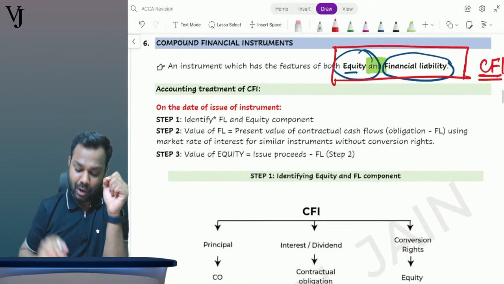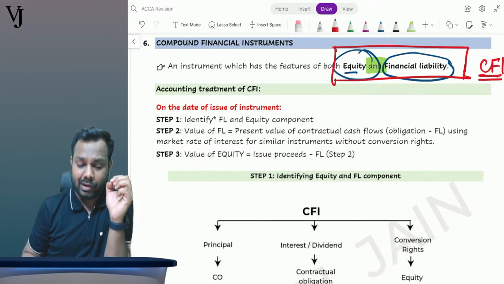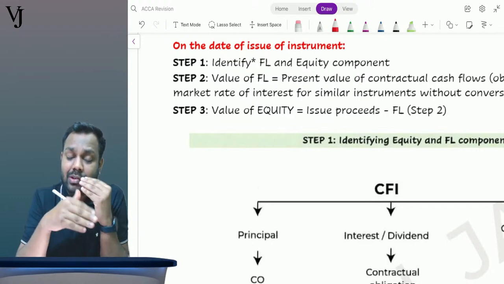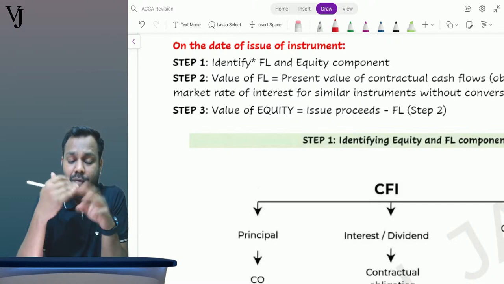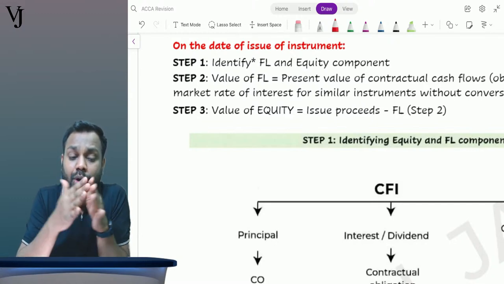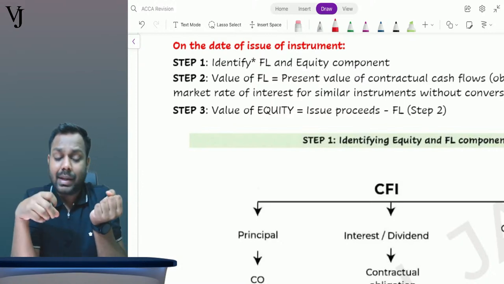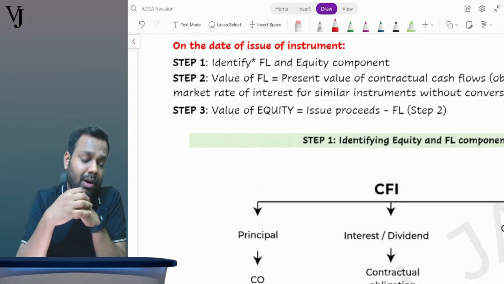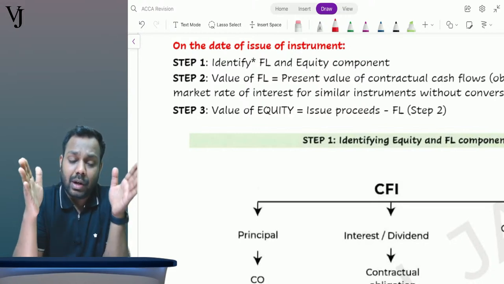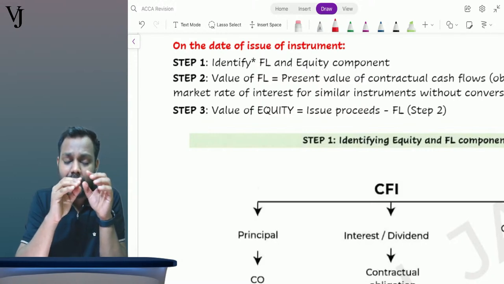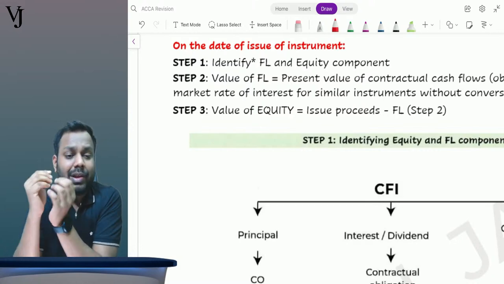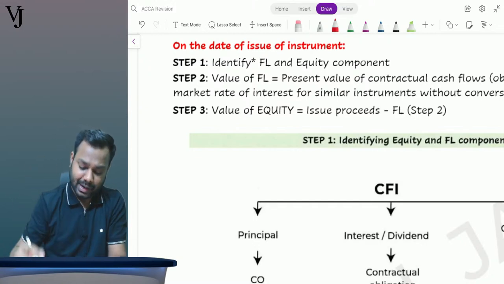Now, the accounting treatment of compound financial instruments. Understand: on the date of issue of the instrument, first we have to break the instrument into two parts, that is the equity component and the financial liability component. Over the term of the instrument, I will do the accounting of equity separately, and the accounting of financial liability separately. Then on the settlement date, I will settle the transaction. How exactly? Let us understand it.